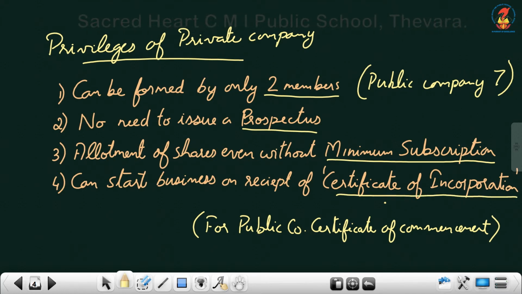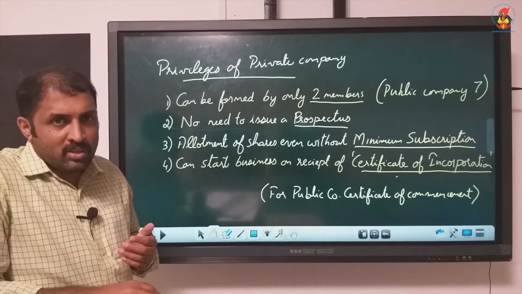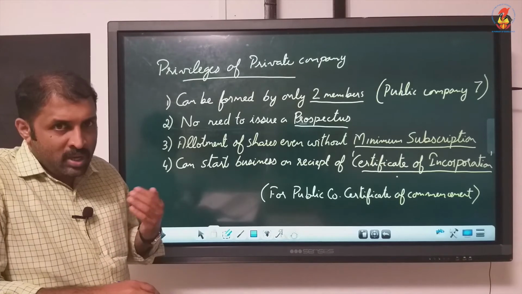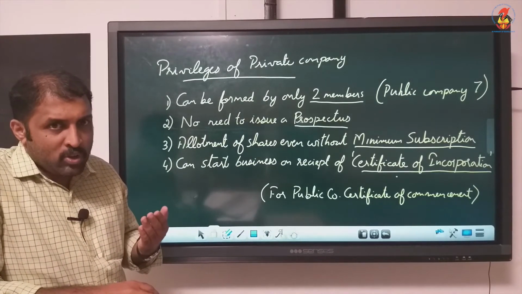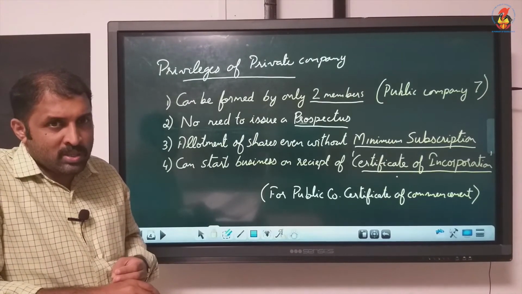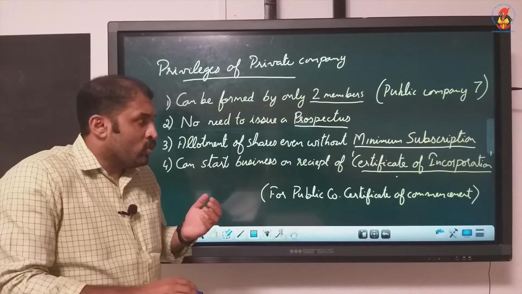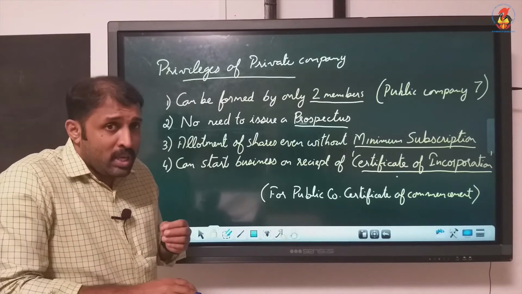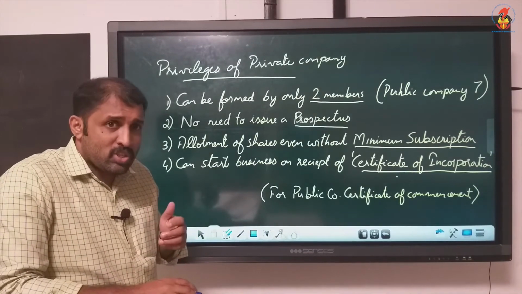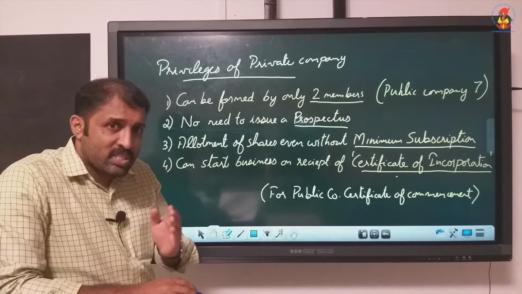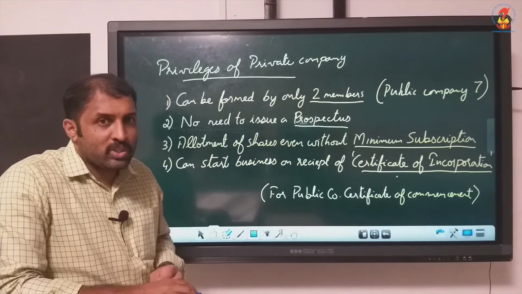It is a certificate which is issued by the registrar of companies, by entering the name of the company into the register of companies, and it is a certificate given by the registrar. So a private company can start business operations once it receives the certificate of incorporation.